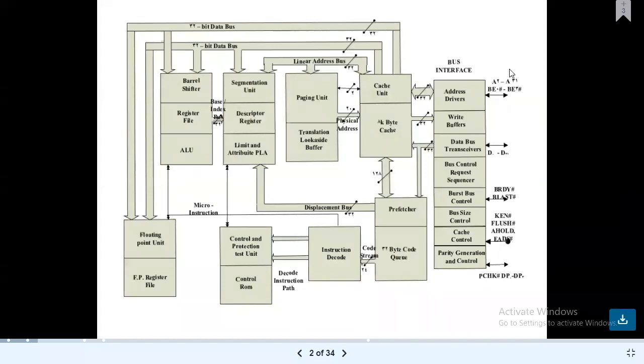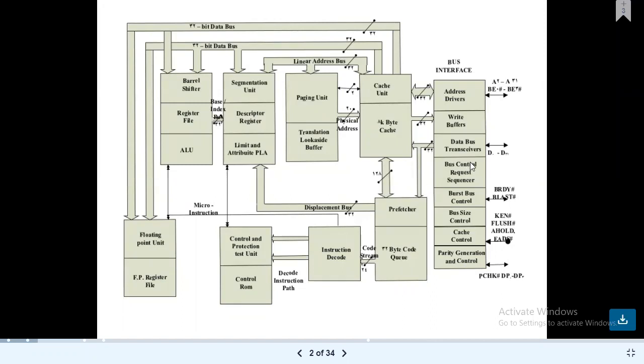control ROM is there. So here at the right side, all the bus interfaces like address drivers, write buffers, data bus transceiver, bus controller, request sequencer, bus-to-bus control, bus size control, cache control, and all these parity generation and controls. So these are the different blocks. That much is not essential for you, just for you to understand the features of this 80486.